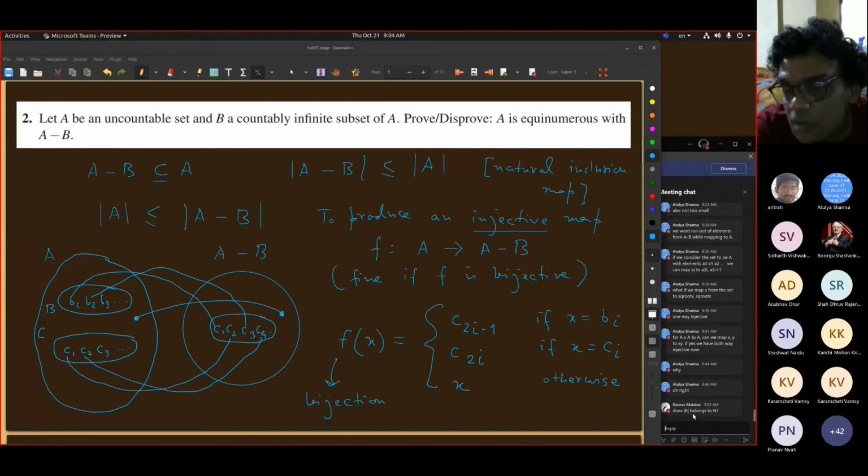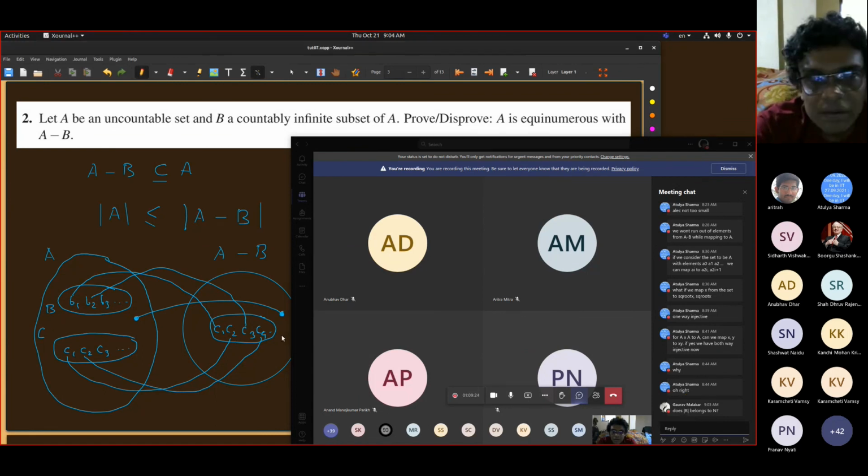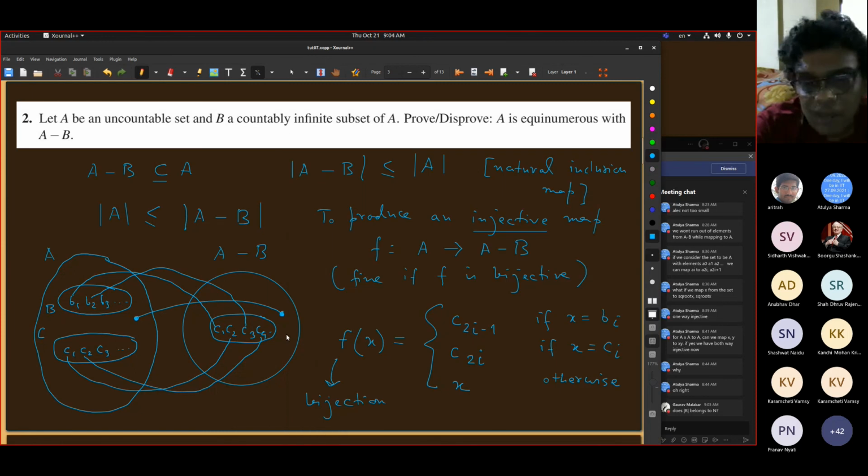Does size of R belong to N? No. Infinity is not a natural number. Even the size of N is not a member of N. Infinity is not a natural number. Infinity is not an integer. Infinity is not a real number. Infinity is not a complex number. Infinity is nothing. It's just a concept. It's not a number.